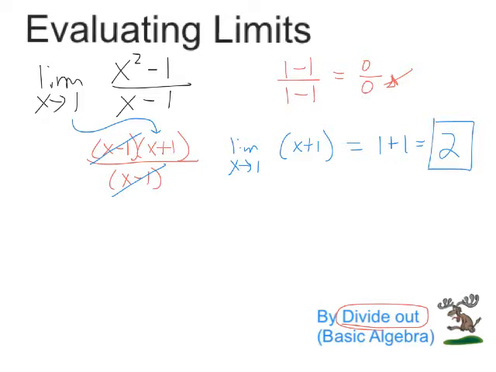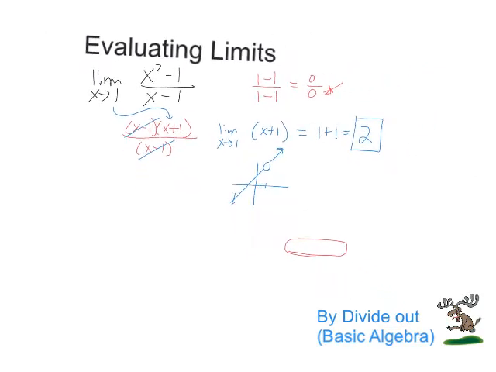Graphically, for the curious, what this winds up looking like is a line through x plus 1, so there's our x plus 1, and then at a value of 2, we wind up having a hole in the graph. So that's what it looks like visually. Let's take a look at another example of this.